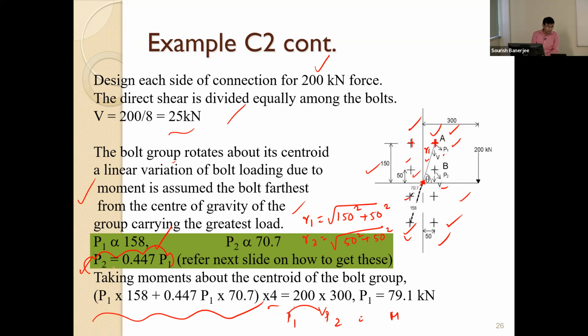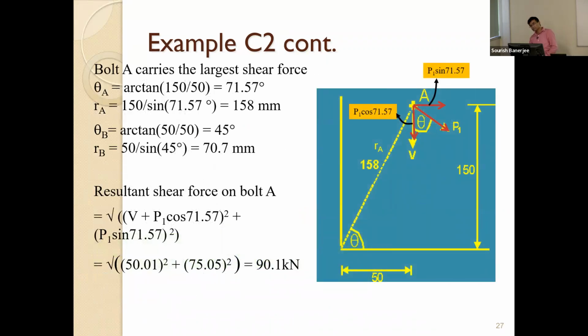But as I've said, this is a statically indeterminate problem unless you apply this assumption and say, okay, we know how the bending moment, or how the shear force due to the bending moment, will be carried by those bolts. Once you know the relationship, we have only one unknown, and then we get P1 as 79.1 kilonewton. So bolt A carries the largest shear force. This is at the distance we were talking about before. This is 158, which you have seen in the slide before.